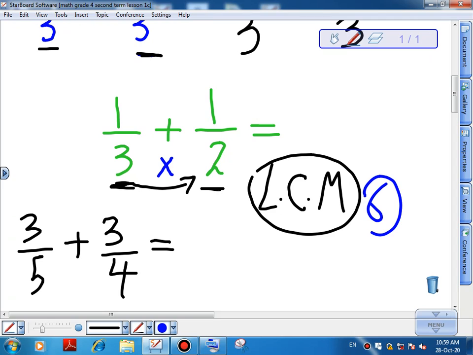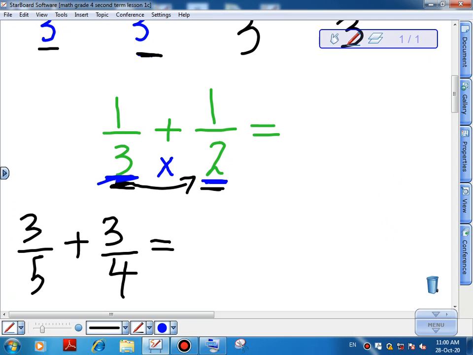So we need to change both of these denominators, 3 to be 6 and 2 to be 6. Okay? So 1/3, to make the denominator 6, we multiply both the denominator and numerator by 2. It will be 1 times 2 equals 2, 3 times 2 equals 6. It will be 2 over 6.